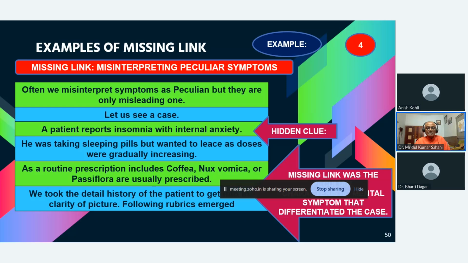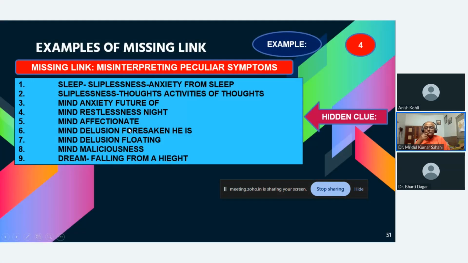We took the detailed history of the patient to get clarity of the picture, and we got the following rubrics. Sleeplessness, anxiety from sleep during. Sleeplessness, thoughts, activity of the thoughts, anxiety for the future, restlessness at night. He was a very affectionate person, so we took affectionate. Delusion, he was floating. He was malicious in nature, and he had dreams of falling from a height.